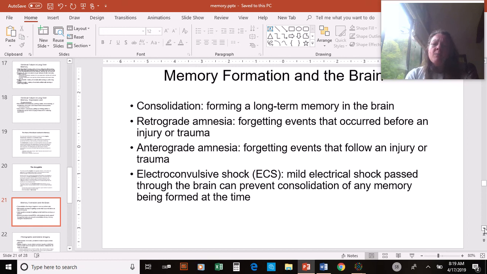And then we break down, there are actually 5 or 6 different types of specific amnesias, but we will save that for another lecture. And electroconvulsive shock, a shock therapy treatment. This is something that prevents memories from getting established in our brain, because you're electrocuting your brain.